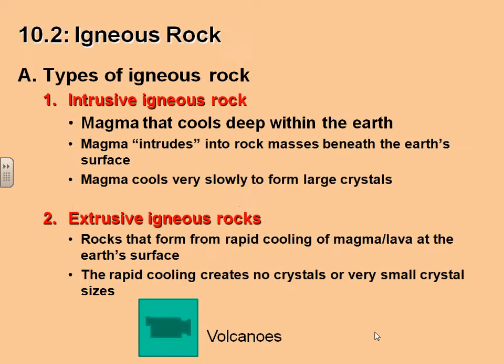Okay, here we go. The first thing you need to understand if we're looking at igneous rock is that we have two basic types: intrusive and extrusive igneous rock. Now, here's the thing. It's really easy to understand when you think about the word in.